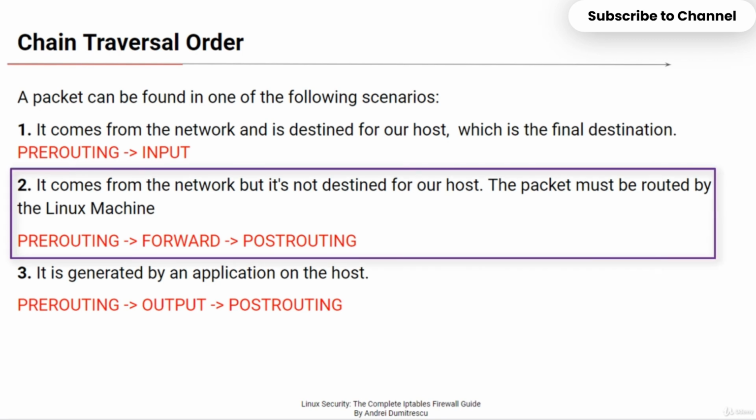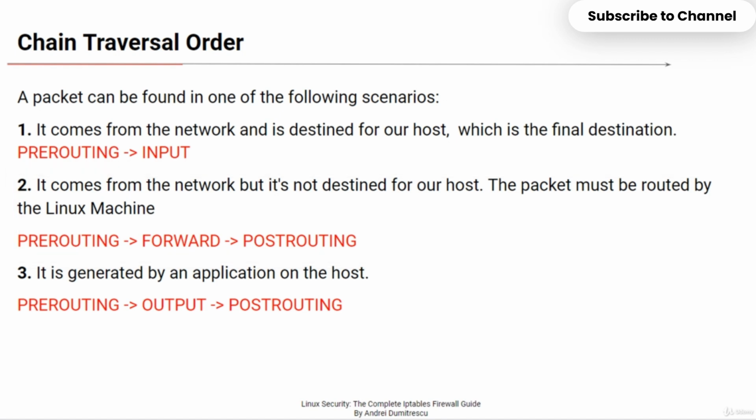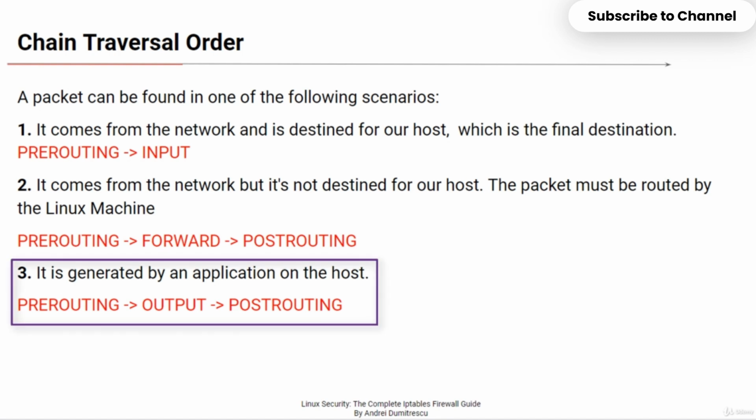The second scenario is when it comes from the network, but it's not destined for our host. In this case, our host is not the final destination of the packet. The packet must be routed or forwarded by the Linux machine, which is the router in this case. The packet traverses the pre-routing, forward, and then the post-routing chains. And the last scenario is when the packet is generated by an application on the host.